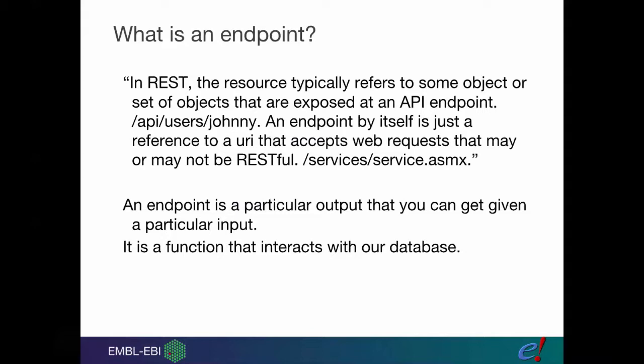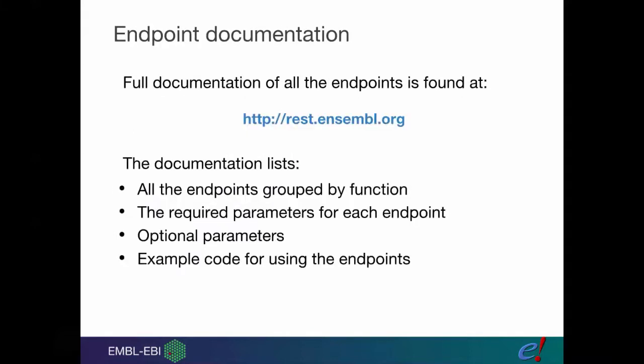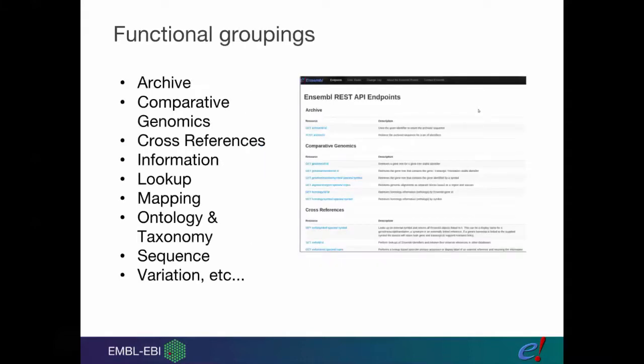And it's a function that interacts with the database. So endpoint documentation, if you go to rest.ensemble.org, you will find a list of all the endpoints. These are grouped by function. They show you the required parameters for each endpoint, and they show you optional parameters. And they show you example code for accessing them. And so they're functionally grouped.